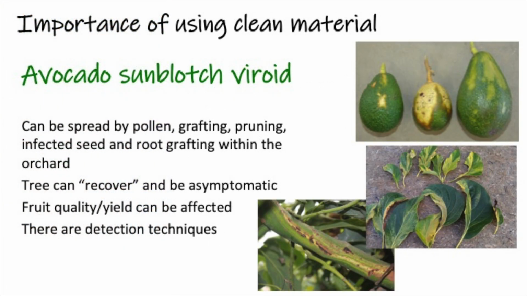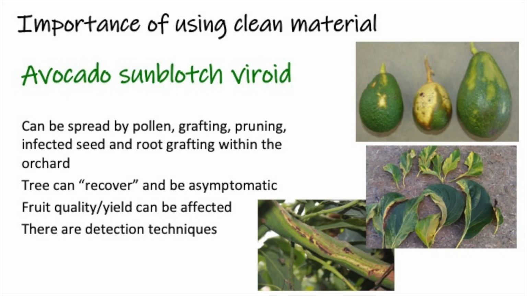I'm going to switch topics now. I think as you are purchasing trees, you need to be aware that you need to buy clean material. To my knowledge, we don't have avocado sunblotch up here in the San Joaquin Valley or in the Delta, and we want to keep it that way. Sunblotch is rampant down in San Diego County, and it's present in Ventura County.